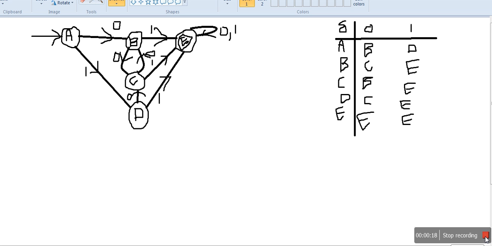Hello friends, today we are going to see the minimization of DFA. The DFA is shown in the diagram. The transition function for the DFA is shown here. State A on seeing 0 goes to B. State A on seeing 1 goes to state D.